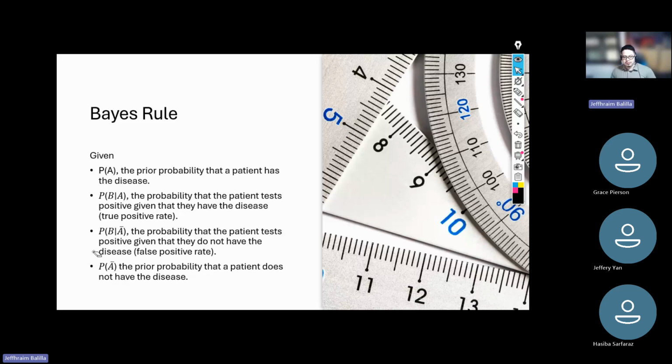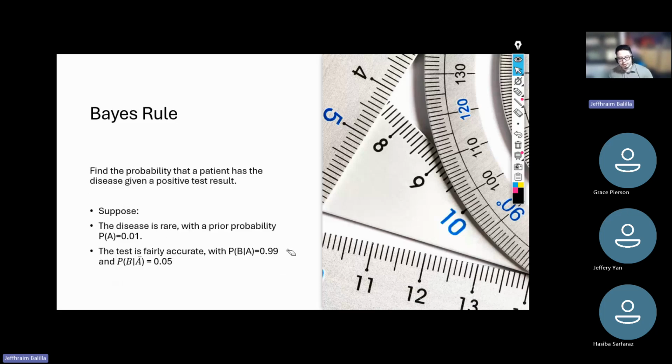Then we have A complement, which is A bar. This is just the inverse of this: the prior probability that a patient does not have the disease. So all of those are needed information for us to apply Bayes rule. Now, what is our goal? Our goal is to find the probability that a patient has the disease given a positive test result. Okay, given a positive test result.